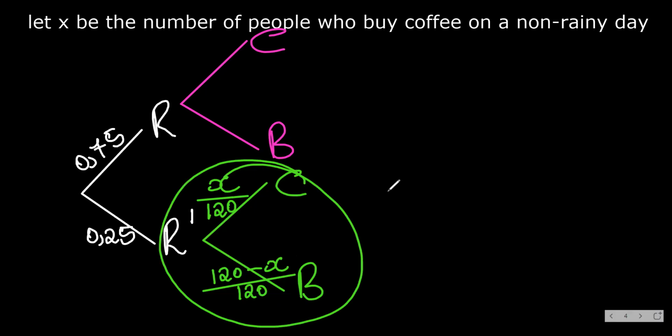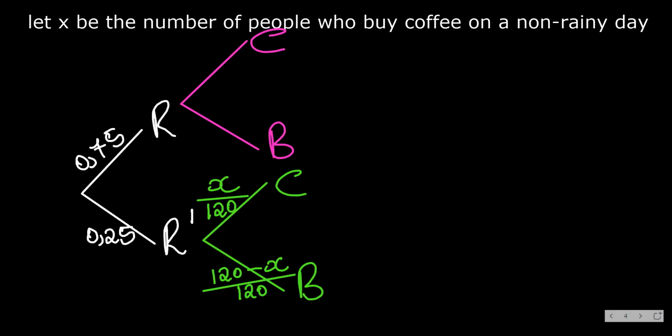Good. But now they gave us a very important statement. They said, the chance of a person buying a cup of coffee on a rainy day is 3 times on a non-rainy day. What does that mean? It means the probability has to be 3x divided by 120 still. Which means for this one, it will have to be 120 minus 3x divided by 120.